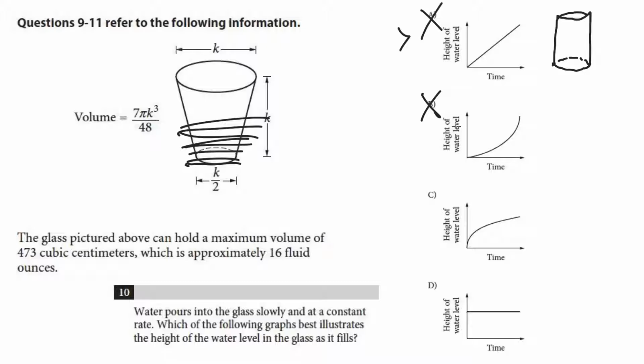C looks like it's probably going to be our answer here. The water level increases rapidly at first because the cup is small at the bottom, and then as it starts to fill, the width of the cup gets larger, and it takes more time to fill the cup as the water level rises. On the bottom, this is saying that the water level does not change at all. Well, that's not true.